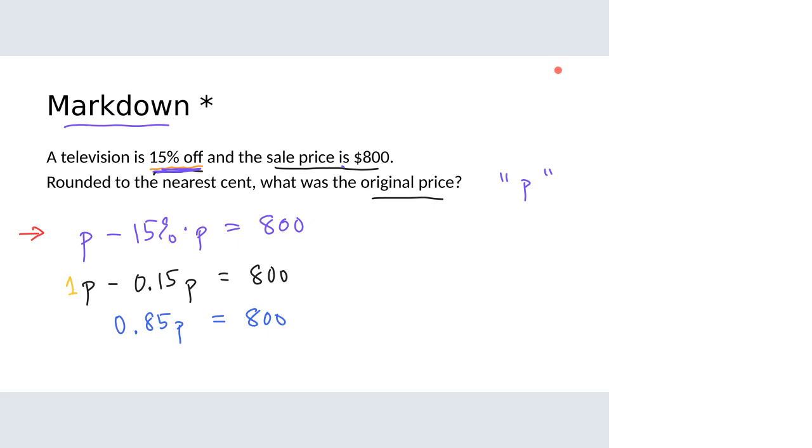Fantastic. All right. Then to get P by itself here, we'll just need to divide by 0.85 on the left, divide by 0.85 on the right. Those cancel, leaving just a P on the left. And when we divide 800 divided by 0.85, we get 941.18.